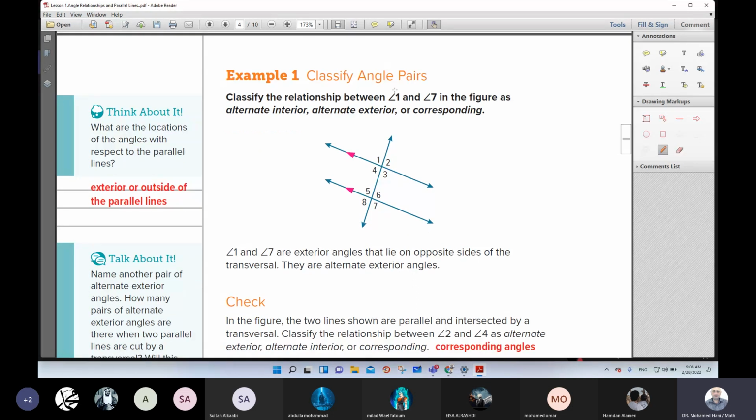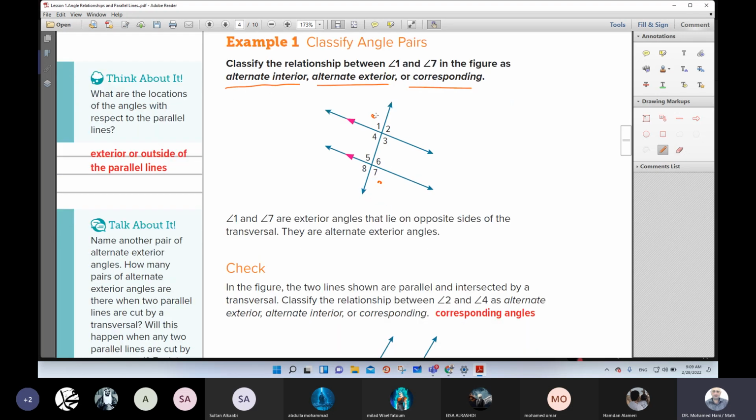Example 1, classify angle pairs. Classify the relationship between angle 1 and angle 7 in the figure as alternate interior, alternate exterior, or corresponding. As you see, the measure of angle 1 and the measure of angle 7, the two angles here will be what? Exterior angles.